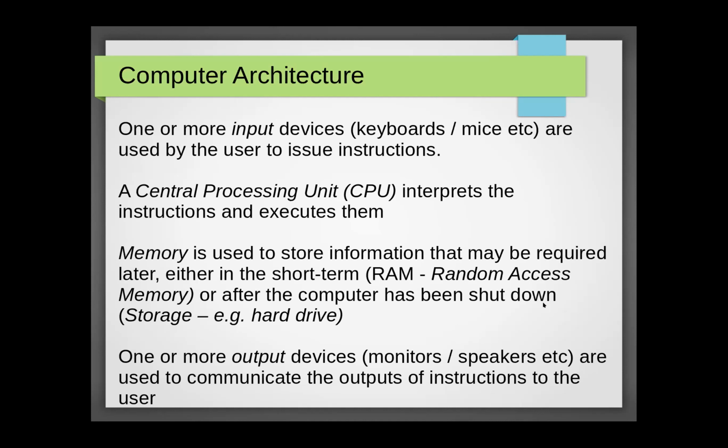And also, we've got one or more output devices, so things like monitors and speakers, which are essentially the way the computer communicates with you. That's the way in which the computer will take the outputs of the instructions that you've given it, and it will communicate those outputs back to you. So we've got ways in which we can give the computer instructions through our input devices, the central processing unit, which interprets and executes them, memory, which is used to store things that it needs to remember either in the short term or longer term, and output devices that communicate those outputs back to us.